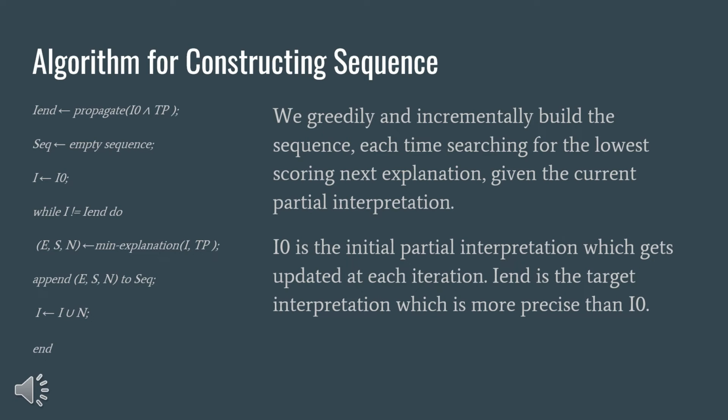Towards the left of the slide is the pseudocode of the algorithm for constructing a sequence of explanations. We have an initial interpretation I0 and we want to achieve a more precise interpretation IN, which is our target. For each new fact which is present in IN and not in I0, we want the minimum cost explanation for that. And for this we have included a function named min explanation, the algorithm for which has been described later. The search for this min explanation is guided by the cost function which we had mentioned earlier.